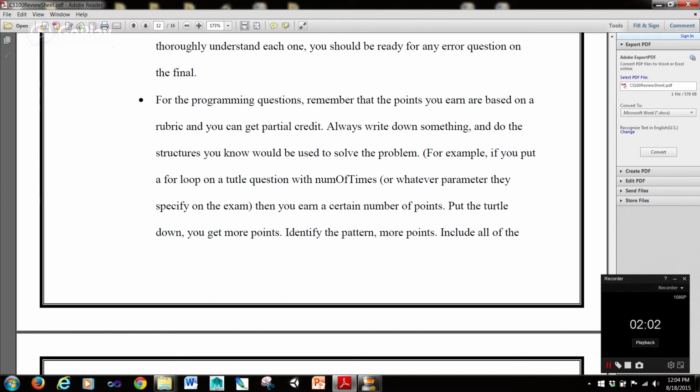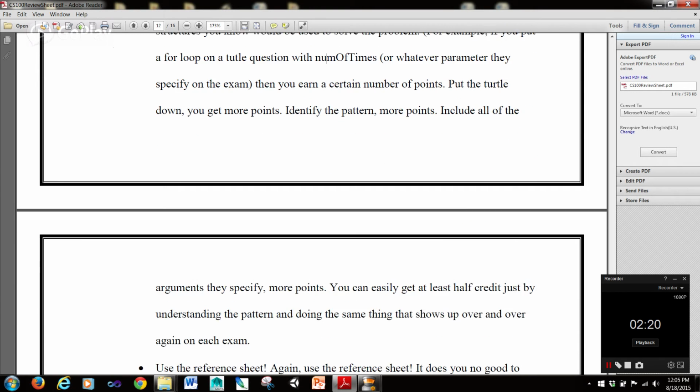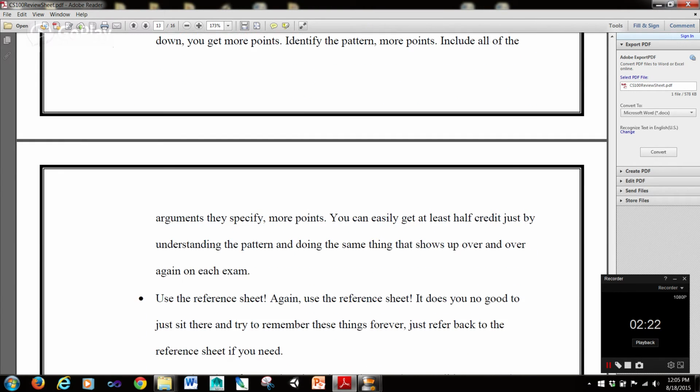Always write down something, and do the structures you know will be used to solve the problem. For example, if you put a for loop on a turtle question with the number of times or whatever parameter they specify in the exam, you earn a certain number of points. Put the turtle down, and you get more points. Identify the pattern, you get more points. Include all of the arguments they specify, more points. You can easily get at least half credit just by understanding the pattern and doing the same thing that shows up over and over again on each exam.